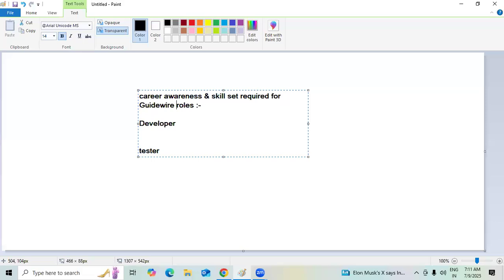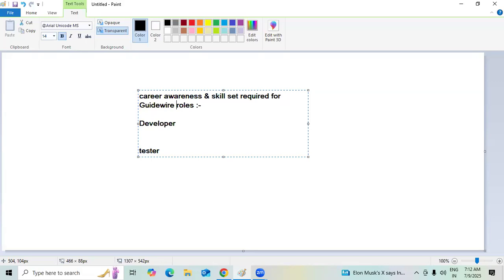Of course, we have other BA roles also, but majorly from the technical point of view, and at the same time from the testing point of view, many people require some knowledge. Okay, so what kind of skills do I need to acquire to become a Guidewire developer, or what kind of skills to become a tester, etc. Right. So this is a career orientation or awareness video I'm making, so that many people might benefit from this.